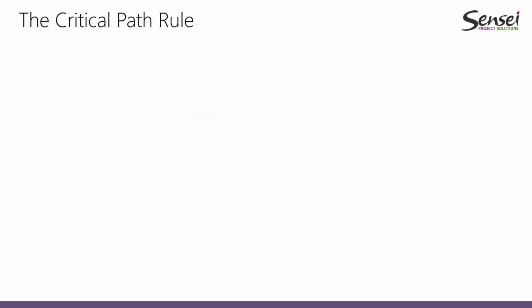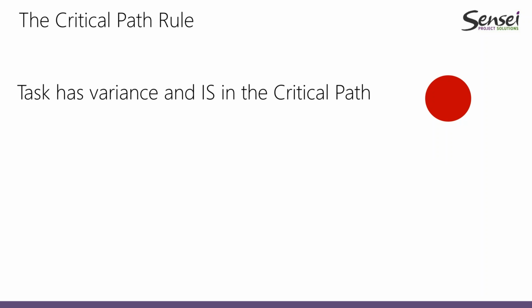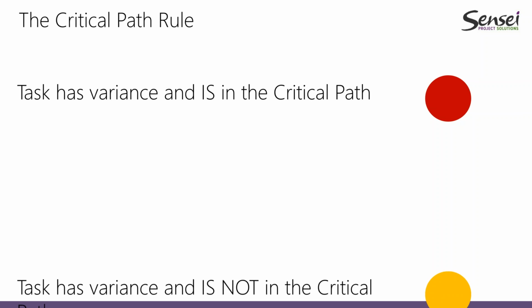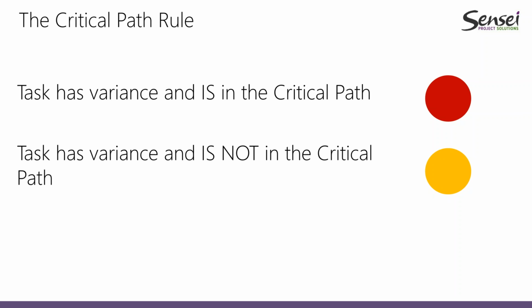The critical path rule, which is a rule that I prefer to use in my projects, takes into consideration if the task has variance and if the task is in the critical path. So if I see any variance in the task, it doesn't matter if the percentage of variance is 1% or 10% or 50%. If we have a variance in my schedule and this task is in the critical path, then I should show this as red.